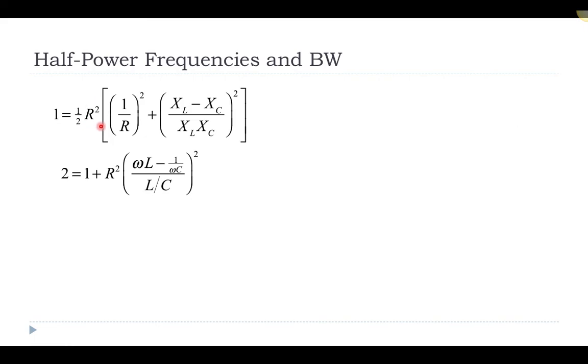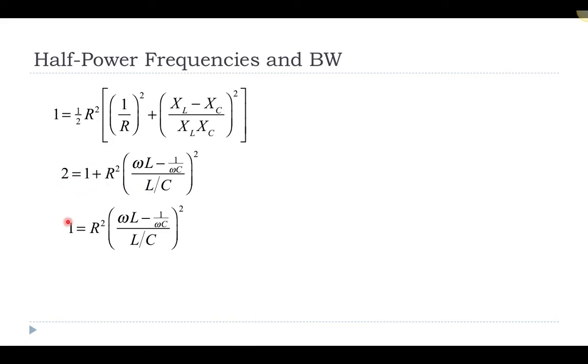I've done quite a lot of algebra here, right? I've multiplied both sides by 2, so that's where this 2 comes from. And then I have factored this resistance through the expression. So the r squared times 1 over r squared gives me a 1, and then r squared times everything else is right here. And I've also plugged in that my inductive reactance is angular frequency times inductance, and my capacitive reactance is 1 over the angular frequency times the capacitance.